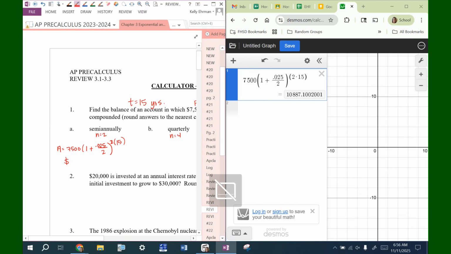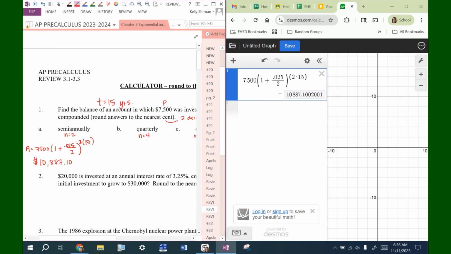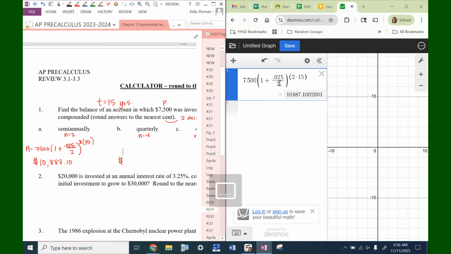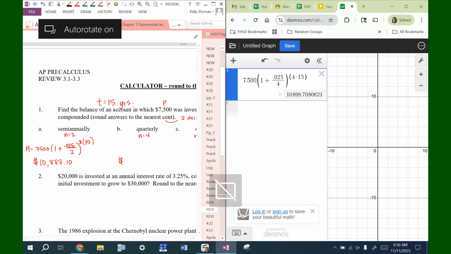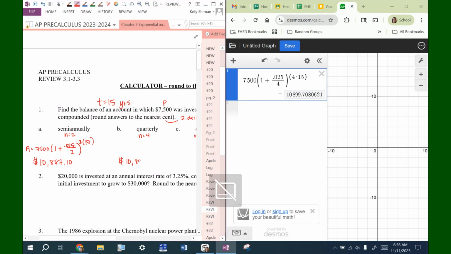So after 15 years, the account balance is $10,887.10. Now, for the next one, the only thing we change out is that n equals 4. Otherwise, it's the same formula. So I'm not going to rewrite the formula. I'm just going to retype these two things in Desmos. So change this to a 4. Remember to change it up here too. All of your answers should be pretty close, just a few dollars difference with each change. And this would be 0.71 to the nearest value.